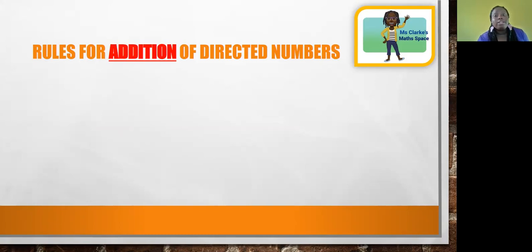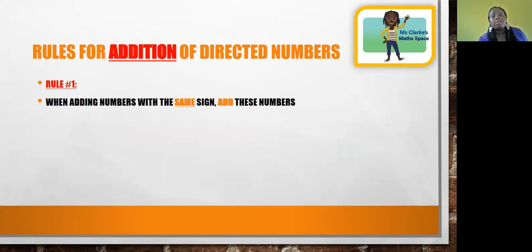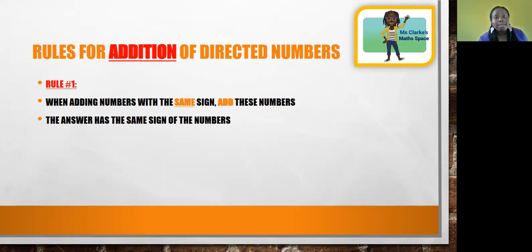And what are the rules for addition of directed numbers? There are two main rules. Rule number one is when we are adding numbers with the same sign, we add these numbers, and the answer would have the same sign as the numbers. If we add two positive numbers, the result would be positive. If we're adding two negative numbers, we're going to yield a negative result.